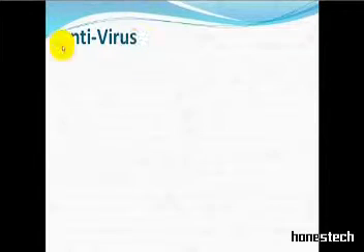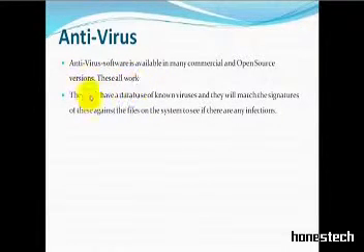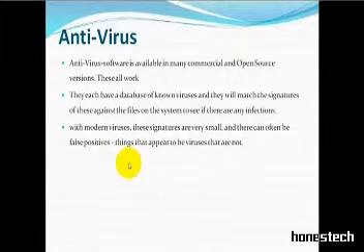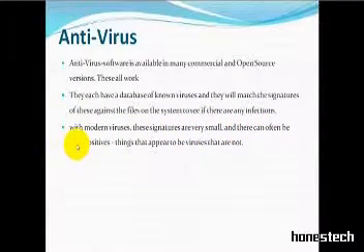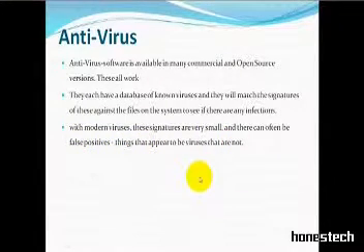First, let's take a look at antiviruses. Antivirus software is available in many commercial and open source versions. They each have a database of known viruses, and they will match the signatures of these against the files on the system to see if there are any infections. Very simple mechanism. With modern viruses, these signatures are very small. Then there can often be false positives, things that appear to be viruses that are not.